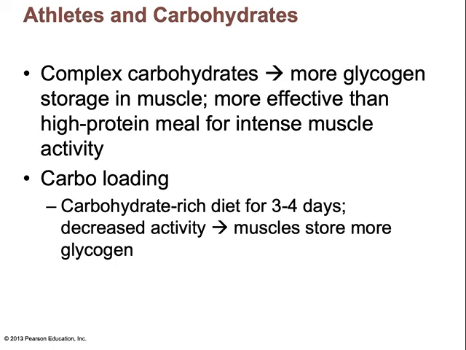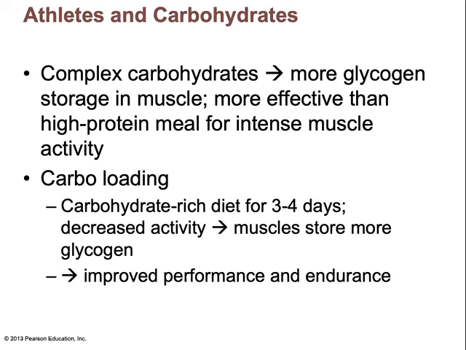Complex carbohydrates allow us to store more glycogen, and they're more effective than high protein meals for intense muscle activity. Carb loading is a carb-rich diet for about 4 days. Decreased activity allows the muscles to store more glycogen, and that increases the performance and endurance in those muscle types.